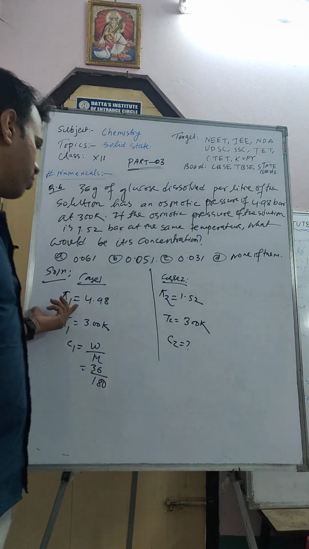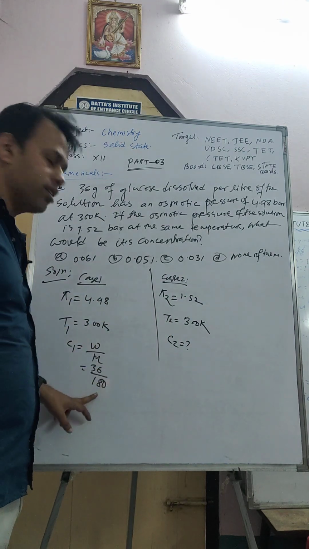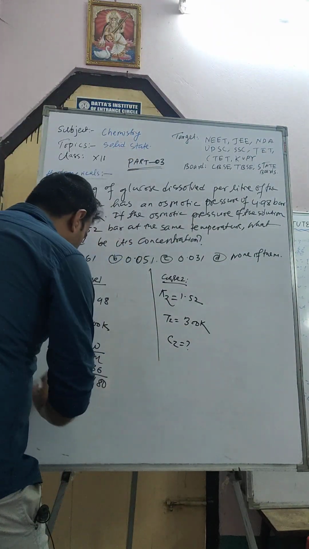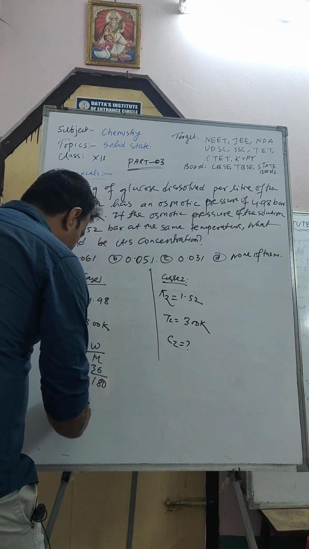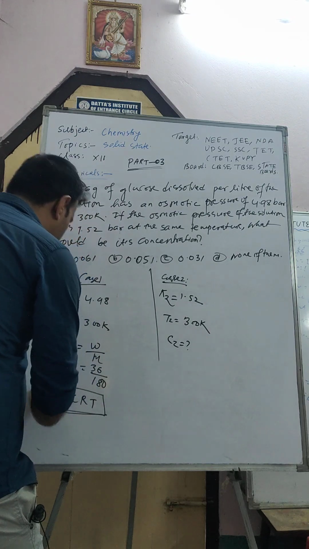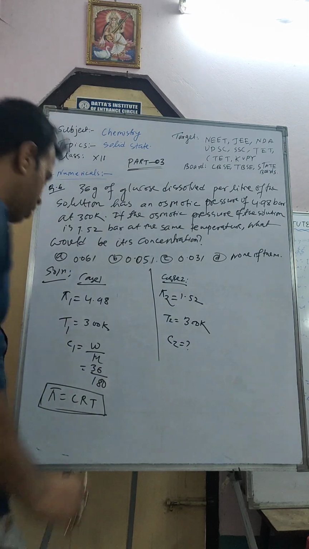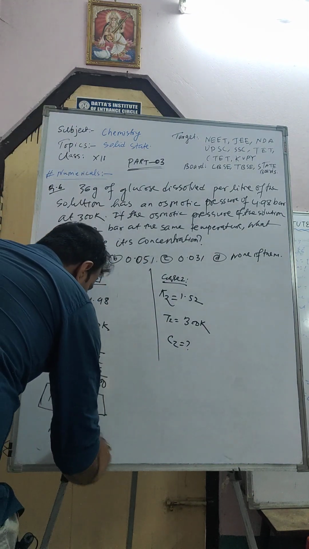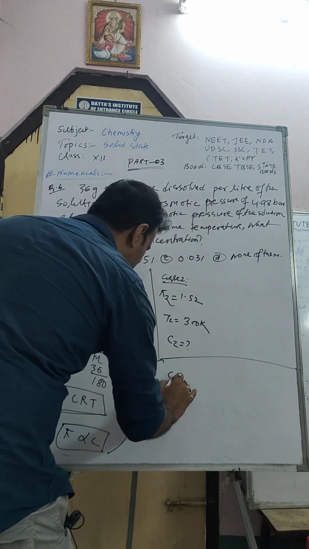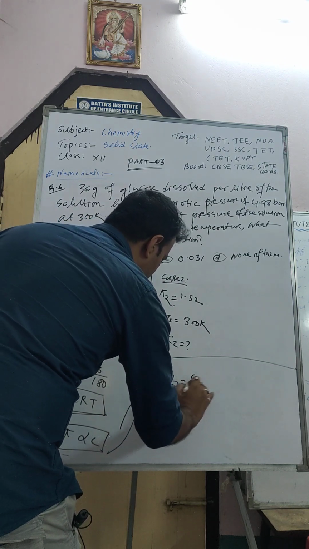Here pi 1, pi 2 are given, the temperatures are both the same, C1 is given as 36 by 180, and we have to find out the concentration. So we use the formula pi equal to CRT, the osmotic pressure formula. Here R and T are constant, so pi is proportional to C. If pi is proportional to C, we can write pi 1 by pi 2 equal to C1 by C2.